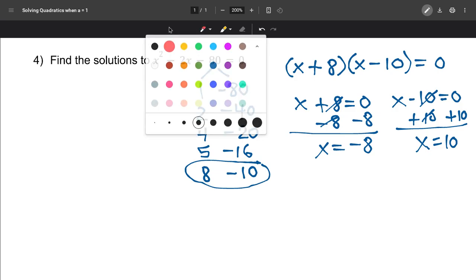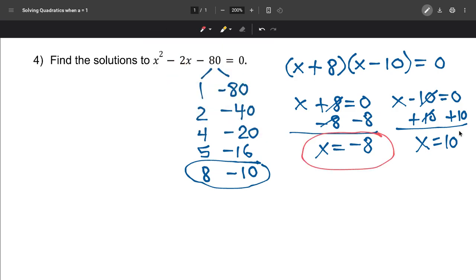So the two solutions for this last one are x equals negative 8 and x equals 10.